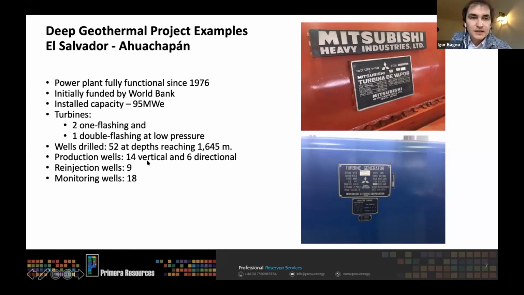There are 52 wells drilled in this field, reaching a depth of 645 meters: 14 vertical producers, 6 directional, and 9 reinjection wells. The rest are used for monitoring.